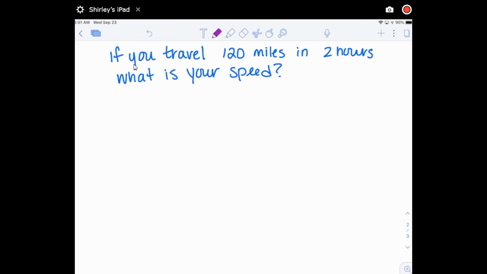This first problem says, if you travel 120 miles in 2 hours, what is your speed? What we want to keep in mind here is that speed is always talking about miles per hour. Anytime we're looking for speed, we want to know how many miles we go in 1 hour. Right now, I know I go 120 miles in 2 hours.